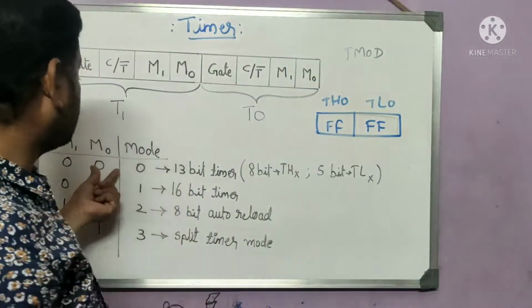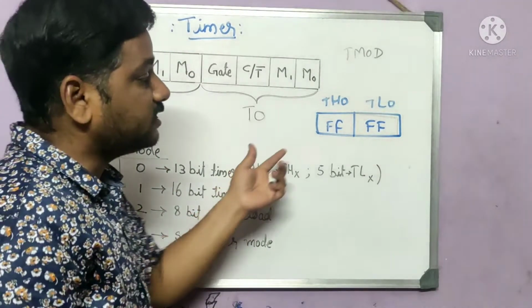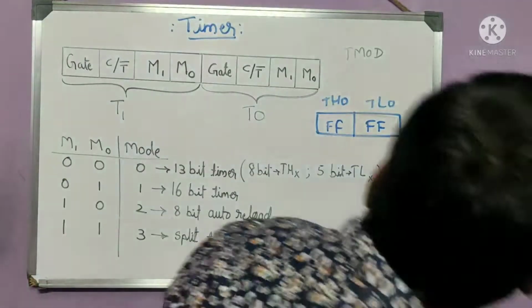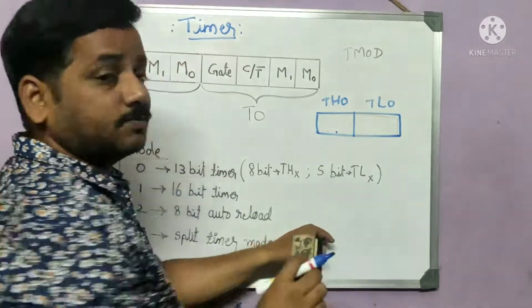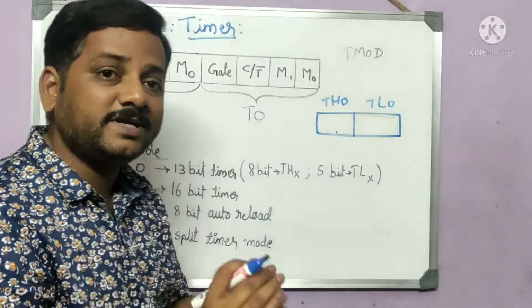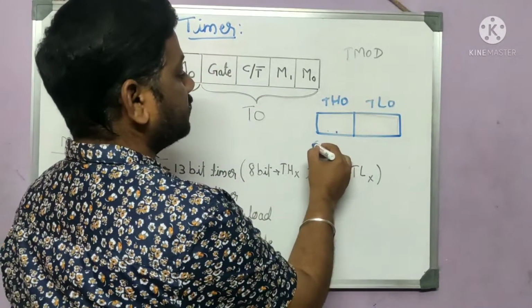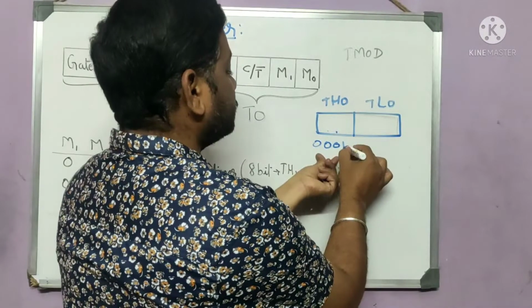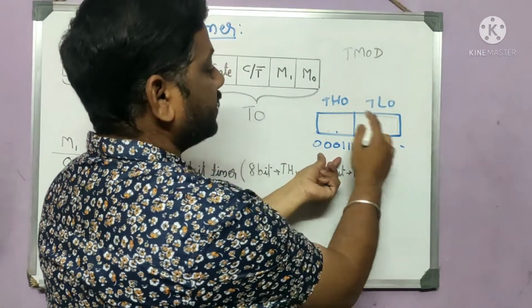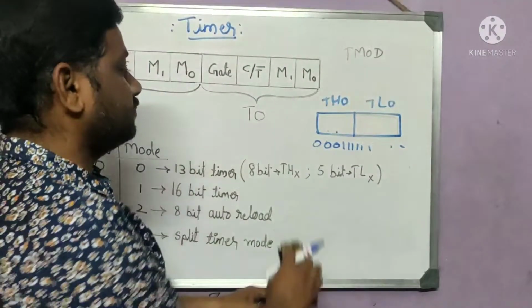Whereas if we go for timer mode 0, only 13 bits can be used. Then what happens? It cannot count up to FFFF. The maximum count will be limited now. These 3 bits will be 0 and the rest of the bits will be high. So if I write it like that, it will be something like this.